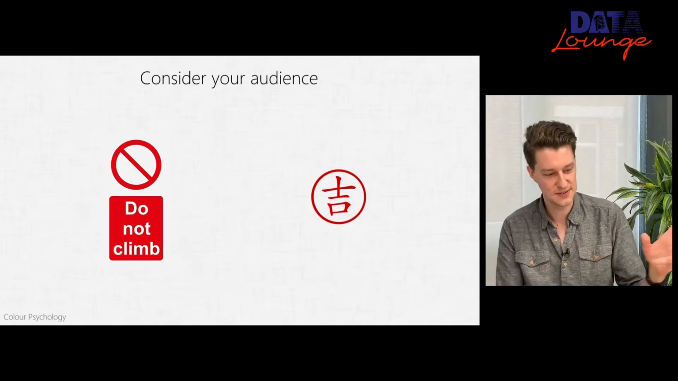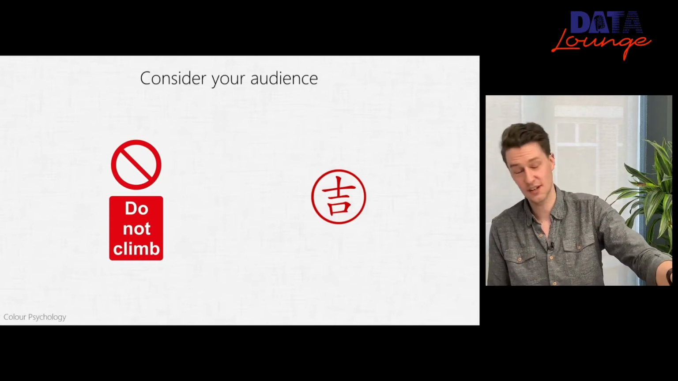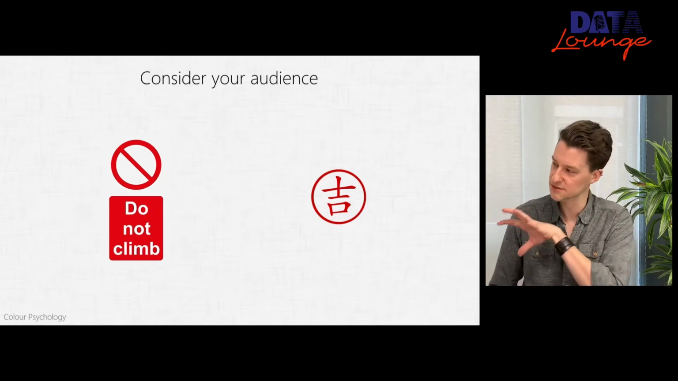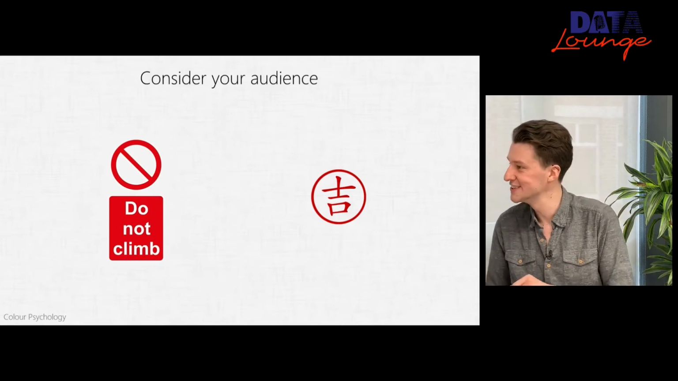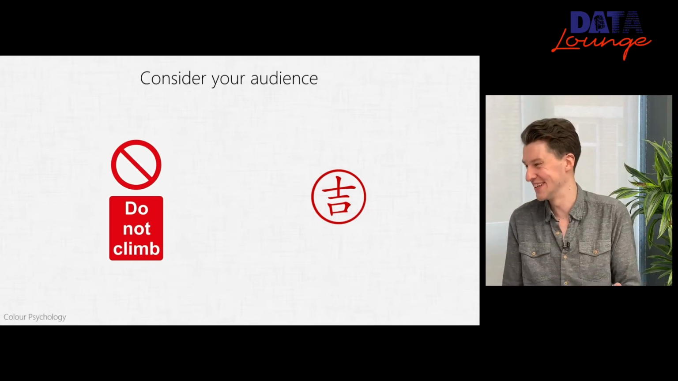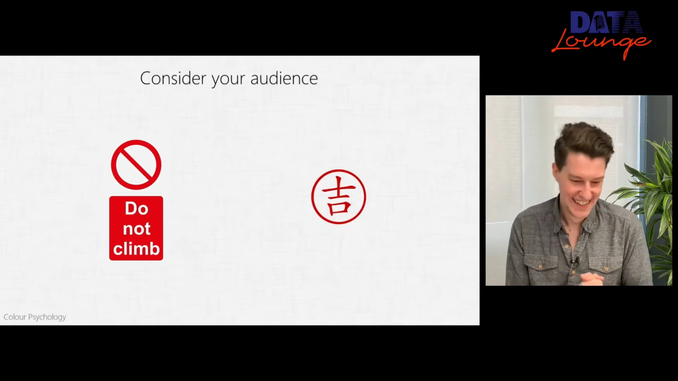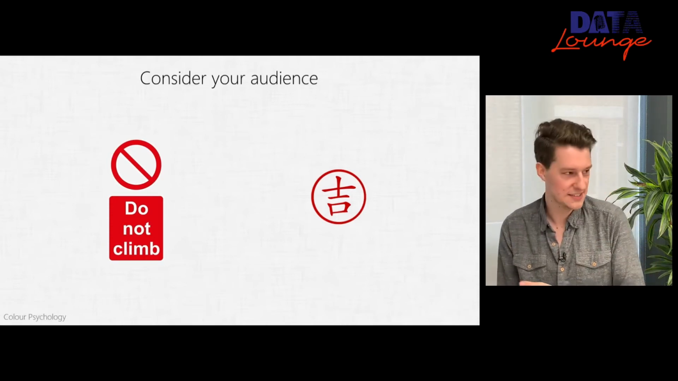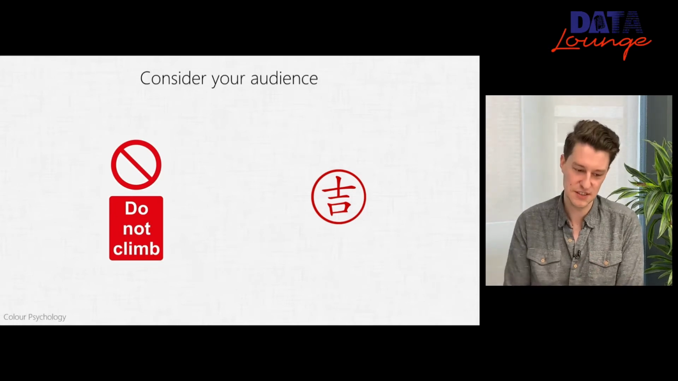But this is really interesting as well. On the left there, this is a UK sign telling you not to climb something. A red circle in the UK is usually for a warning. And on the right, we have what I hope is the Chinese symbol for good luck. It's Chinese, so I hope it is. Mandarin might not be one of my strong languages. But here, red in China is considered to be a lucky color. Oh, okay. So they don't really have the same associations as us.